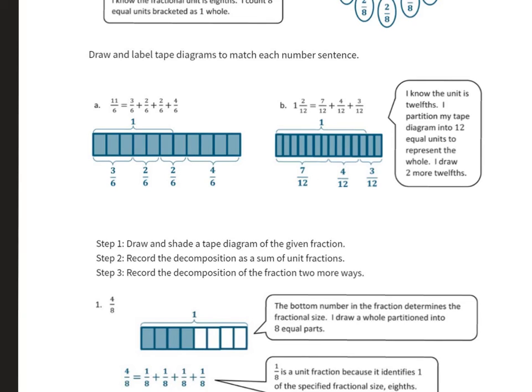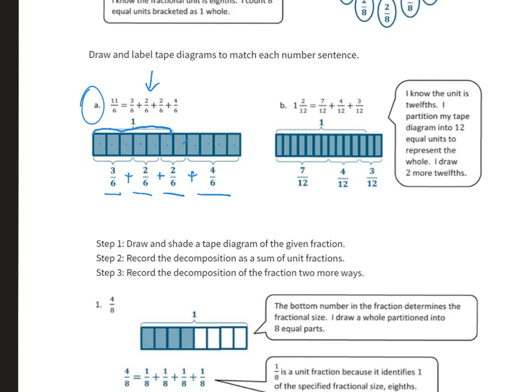All right, so again, right here on A, they took 11/6. So they're saying, I know that there are going to be 1, 2, 3, 4, 5, 6 units under the one whole bracket, right here. But I know that I need to have 11 total, so they added some more in order to have 7, 8, 9, 10, 11 units altogether. Then they bracketed them together to match the number sentence that is right here. They bracketed 3/6, and then they put plus 2/6, plus 2 more 6ths, and then plus 4/6, because they had to bracket it so that it matched the number sentence.